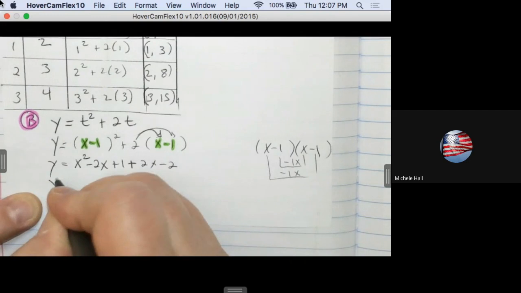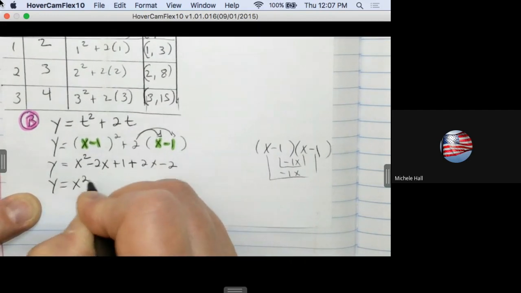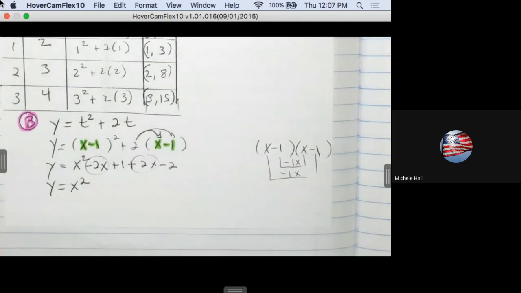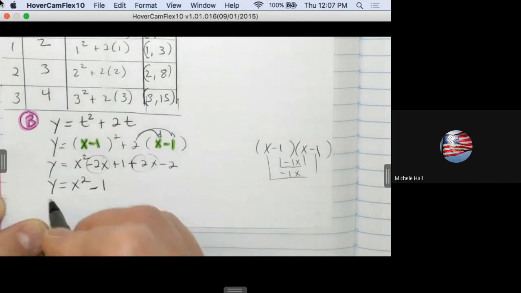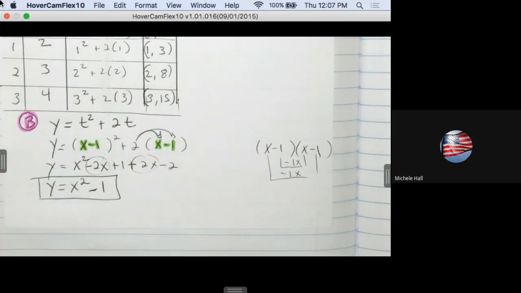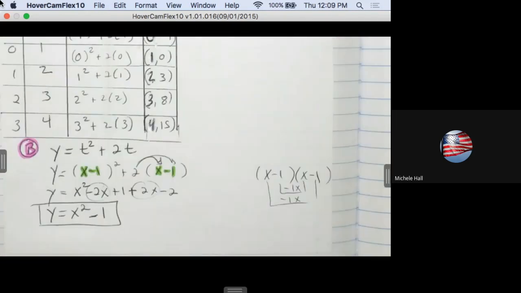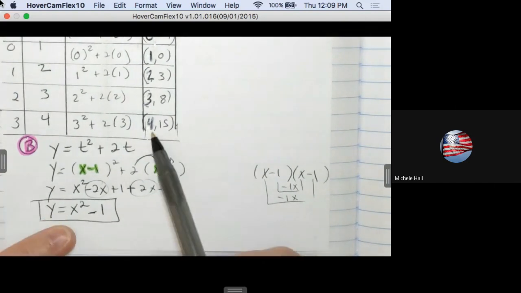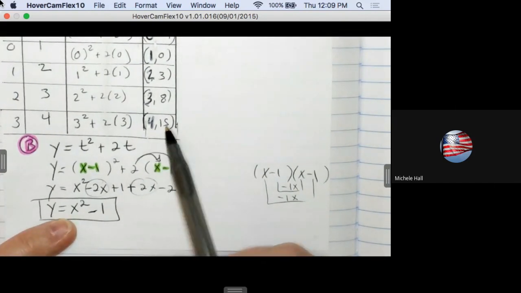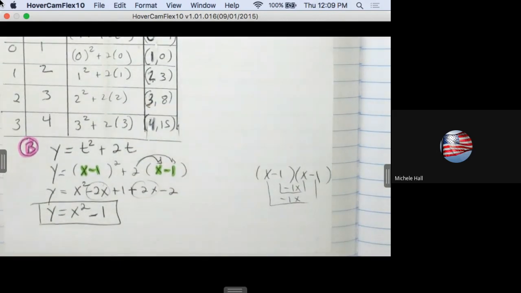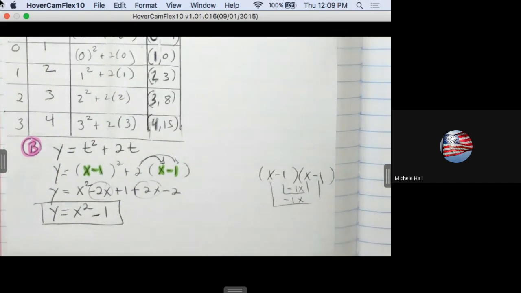We have y equals x squared. We do see that we have a negative 2x and a positive 2x that are going to cancel. And then 1 minus 2. So that means all of our ordered pairs that we have here should work with this equation. So 4 squared is 16, minus 1 is 15. 3 squared is 9, minus 1 is 8. Perfect. All right.